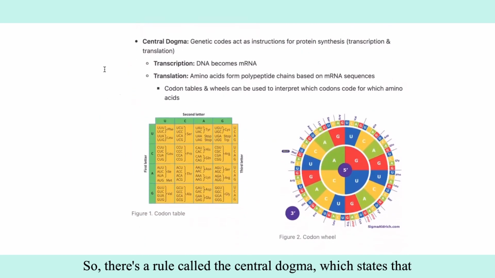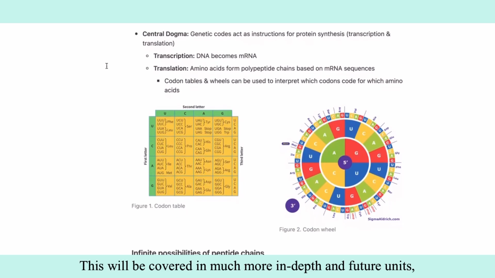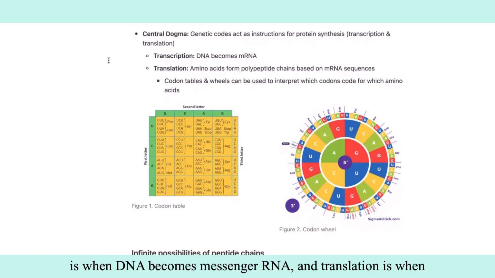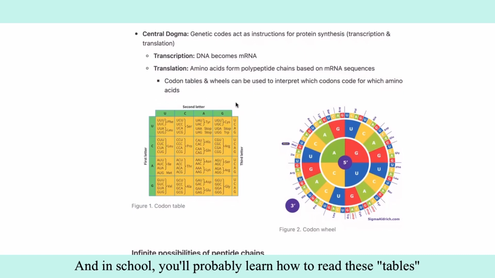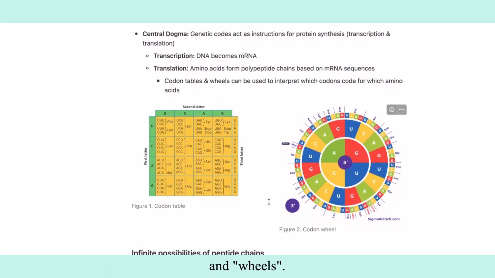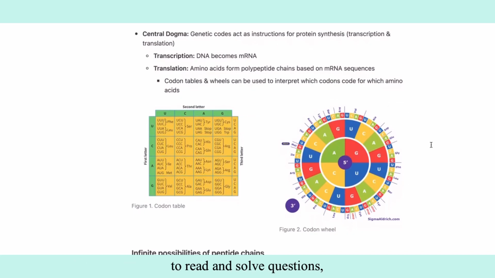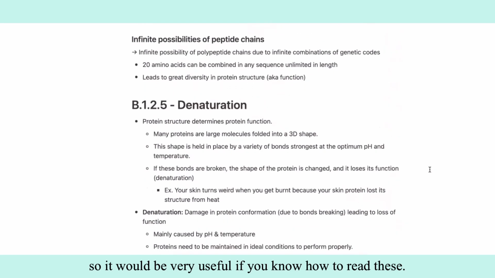There's a rule called the central dogma, which states that genetic codes act as instructions for protein synthesis: transcription and translation. This will be covered much more in depth in future units, but basically transcription is when DNA becomes messenger RNA, and translation is when amino acids become polypeptide chains based on the sequence coded in the mRNA. In school, you will probably learn how to read these codon tables and codon wheels. These usually don't have high marks, but they are very easy to read and solve questions, so it'd be very useful if you know how to read these.